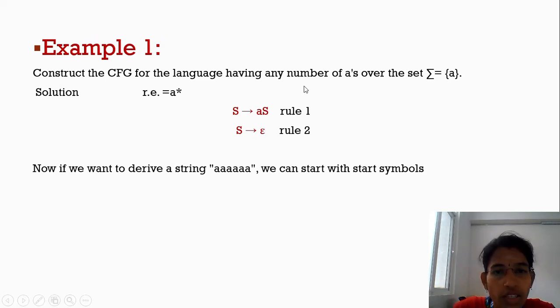So my language contains only one symbol. Using this symbol, you can generate many strings by following rules 1 and 2. Considering a small example, the number of a's repeated 6 times is one of the strings in my language. How can I generate this string?